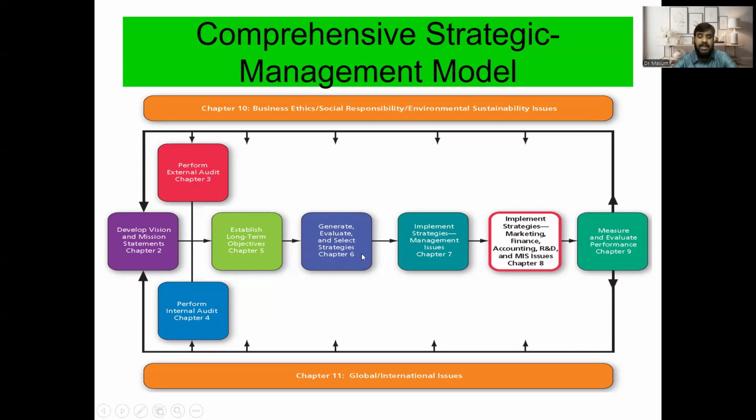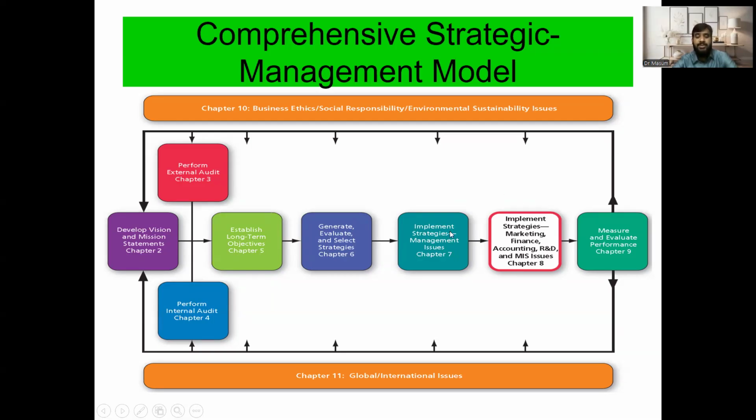After choosing the strategies, chapter 6 ultimately finalizes which one is the best among all the alternatives. That means our strategic plan or strategy formulation is over up to chapter 6. After choosing the new mission, the long-term objective, and the best alternative among the alternatives, we are now implementing the strategies.